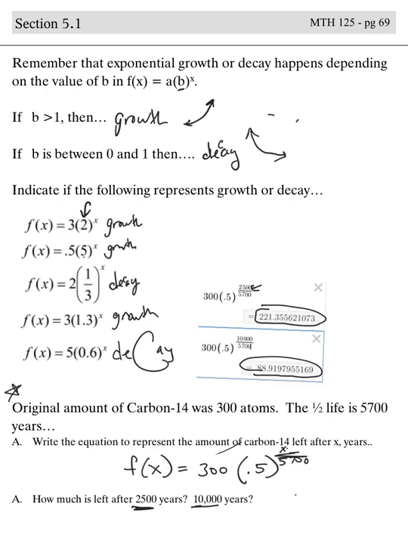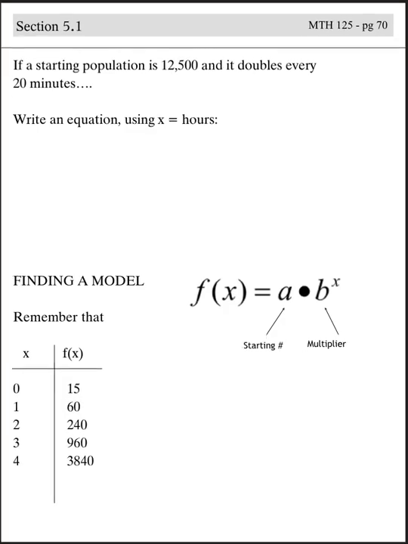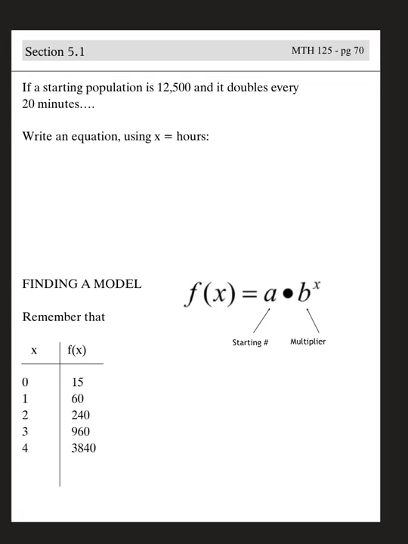Let's look at the next page. If a starting population is 12,500 and it doubles every 20 minutes, write an equation using X hours. Notice that we have two different means for measuring time. They want us to write an equation that talks about hours, but they're telling us that something happens every 20 minutes. You have to ask yourself, how many 20 minutes happen in an hour? 20, 40, 60. So this is doubling 3 times every hour, right?